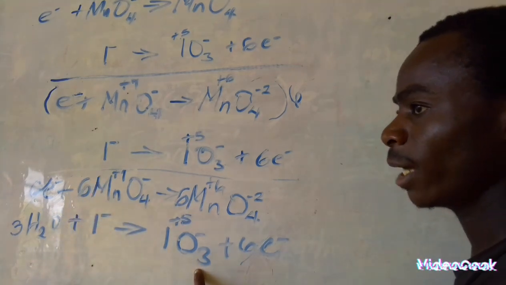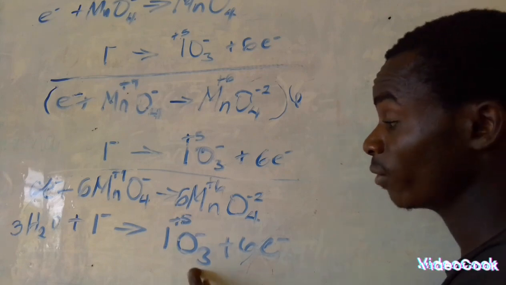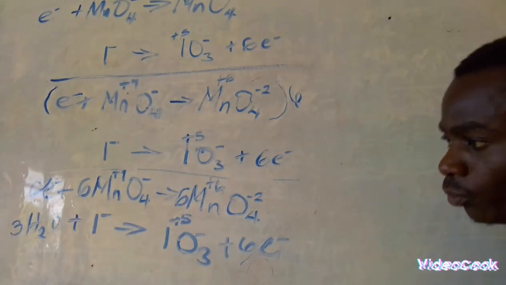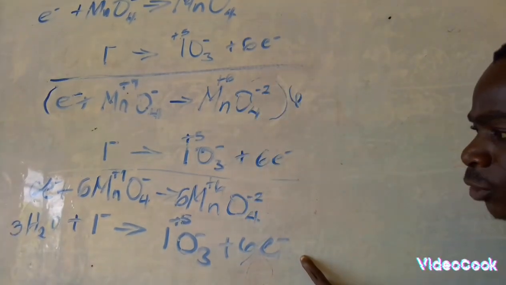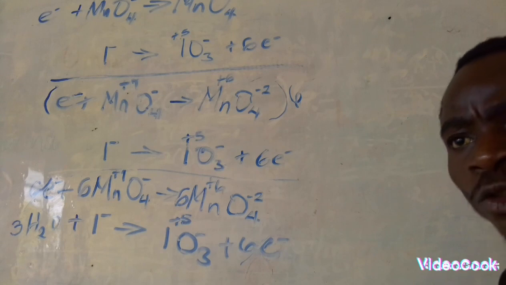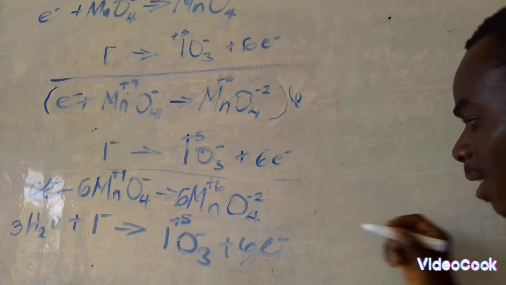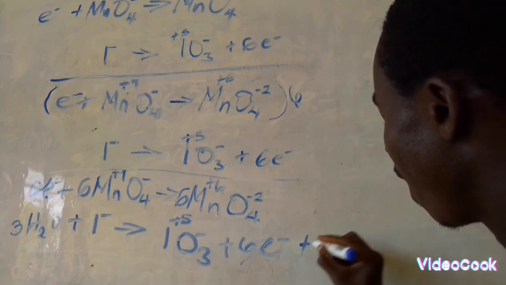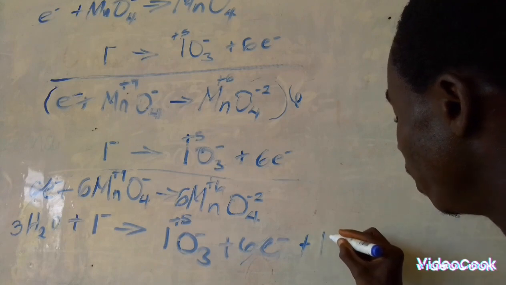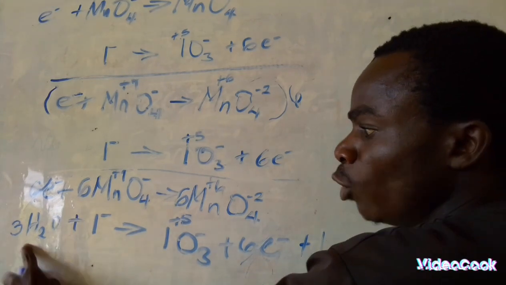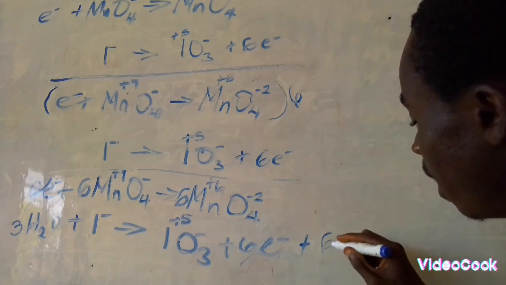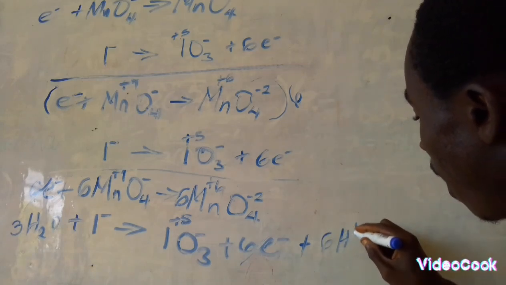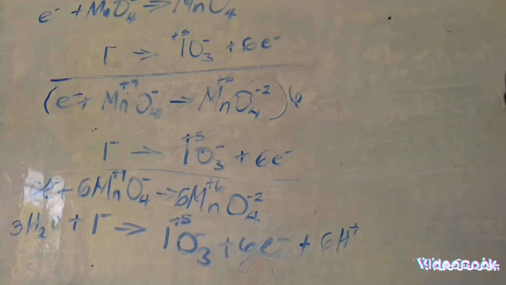We have 3 oxygen here and 3 oxygen here. Very good. Here, hydrogen is 6, but there is no hydrogen on this side. What do we do exactly? We add hydrogen ions to this side, the product side. So that means we have 6 hydrogen ions. Okay, is it clear? Yes.